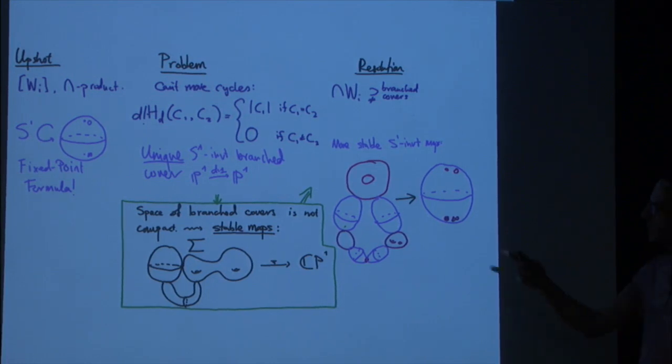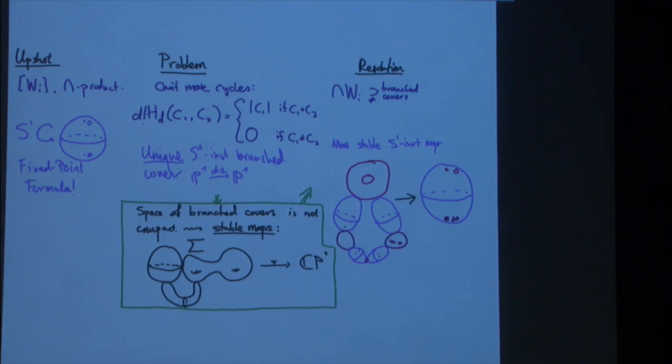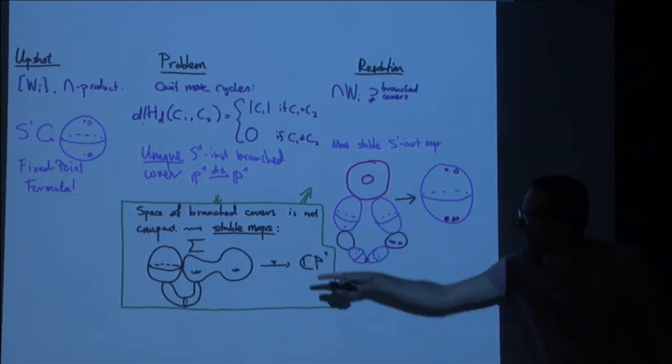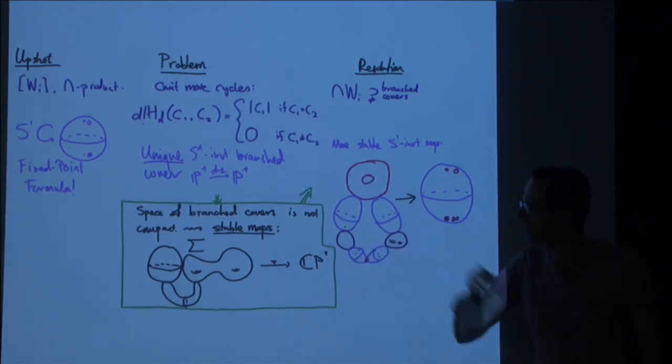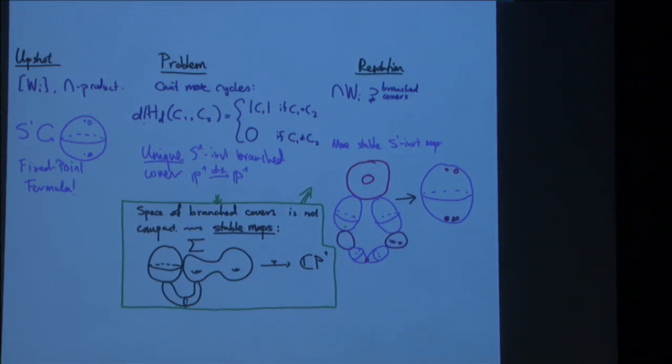A second problem is that there's actually a unique S1-invariant, or S1-fixed, point in M: a cover going from P1 to P1 for every degree d. And that certainly can't generate all the numbers that we see. The key thing that fails is that it turns out that the space of Hurwitz covers is not compact.